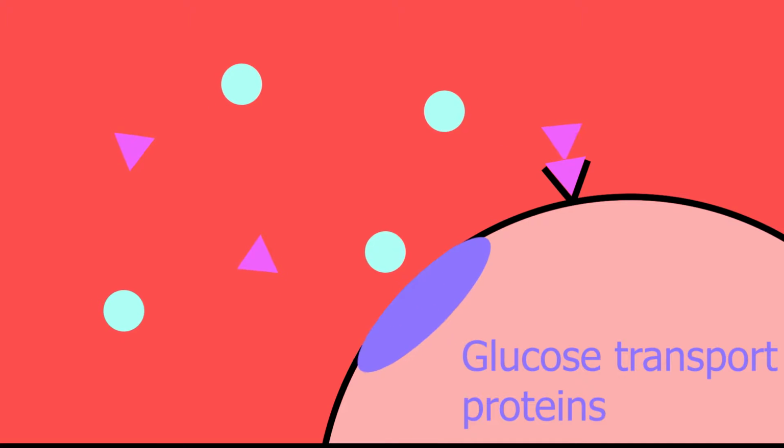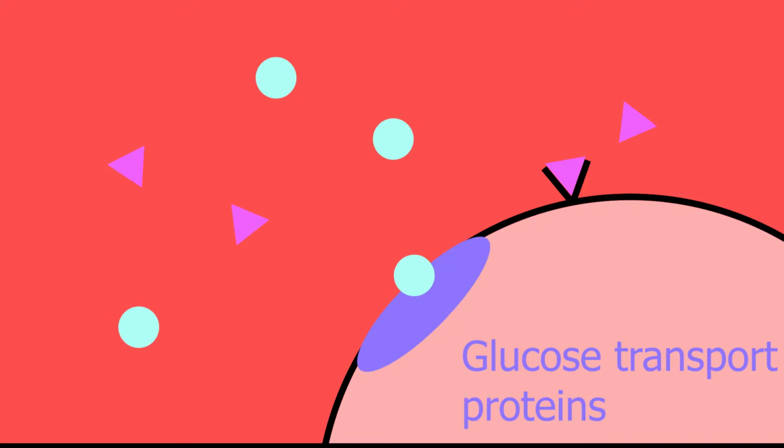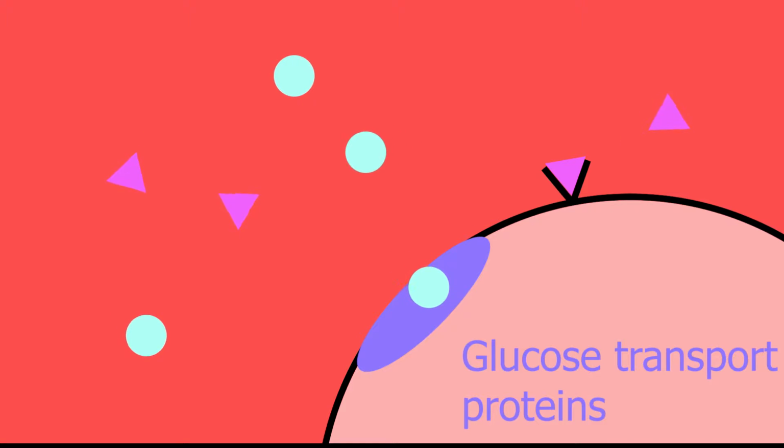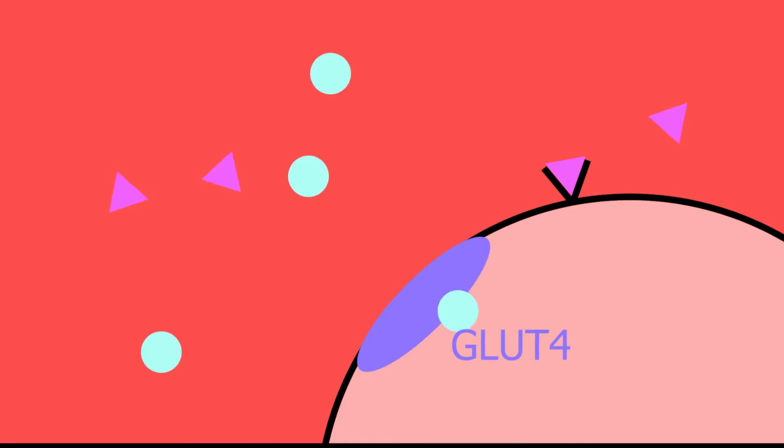When this happens, it sends a signal to the glucose transport proteins, which opens up a path for the glucose to enter the cell. This specific transport protein is also known as GLUT4. Both glucose and insulin are necessary for your body's cells to obtain the required energy.